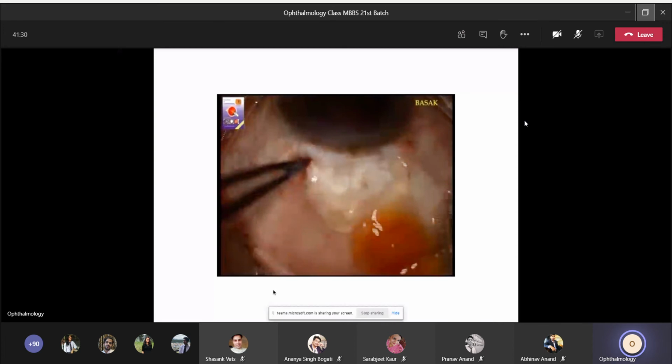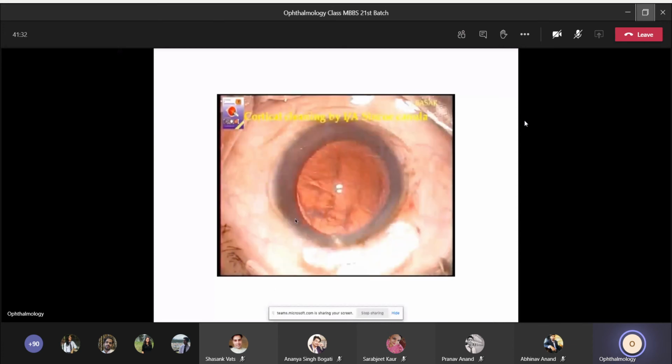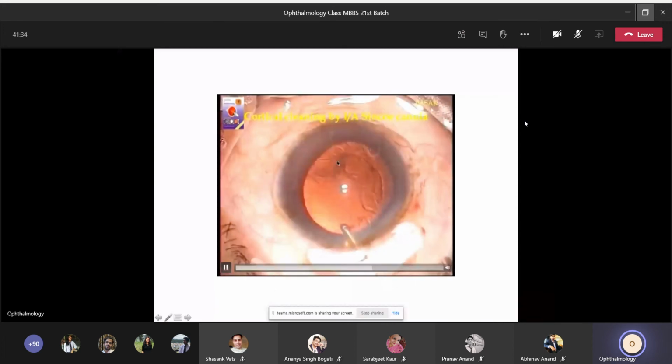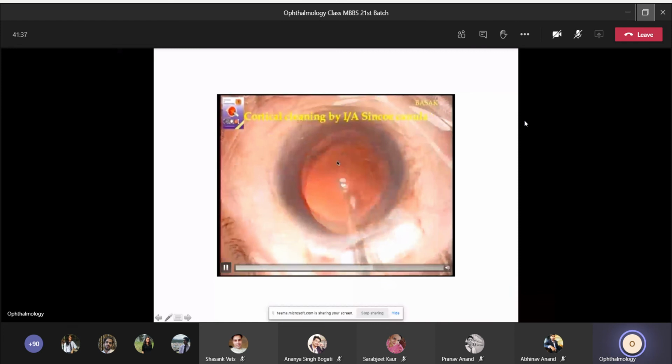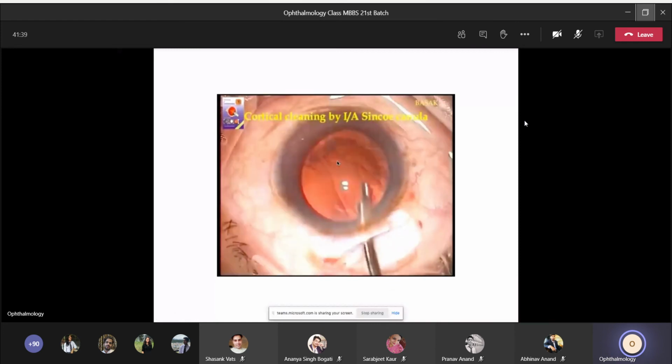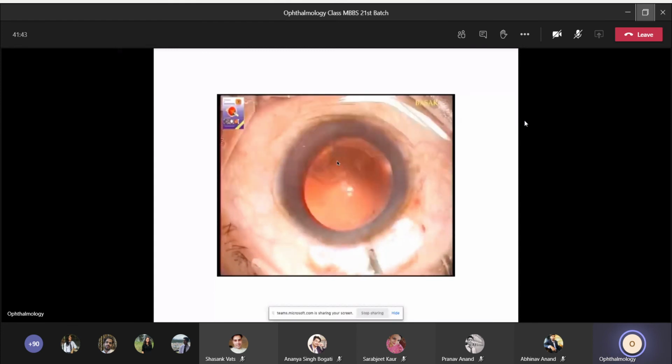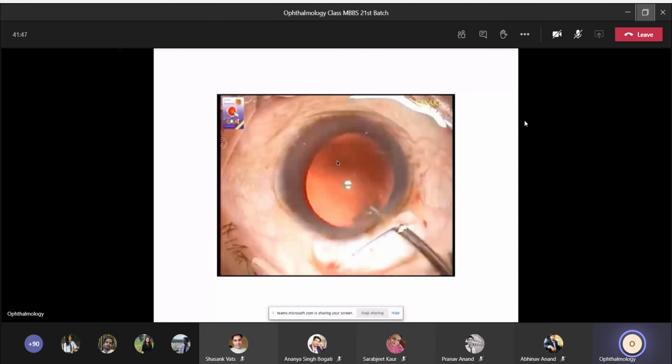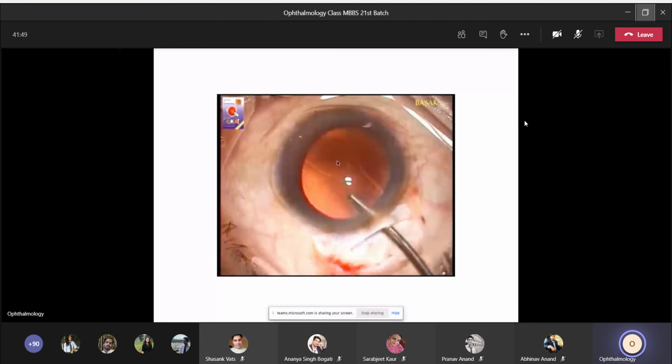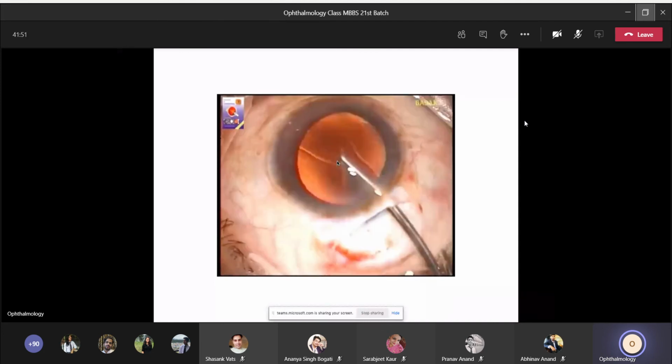Now some cortical parts are left over. So we have to aspirate it with the help of the irrigation aspiration cannula, which is known as a simple cannula. So see how we remove the cortical matter. Now the whole of the capsule is there. It's clear. The capsule is there.